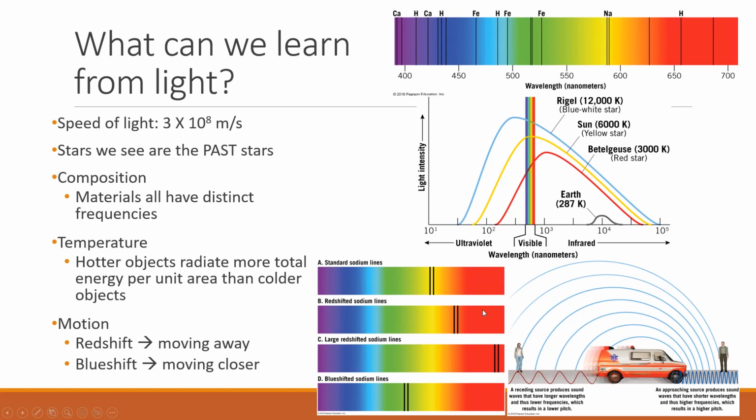If our observed lines are actually further into the red, we call that red shifted. It's shifted into the red. If they are further into the green for sodium, which started off in the yellow, they're more towards the blue, we call that blue shifted. This will tell us if the objects are moving closer to us or moving away from us. So if they're moving away from us, they will move into the red. If they're moving towards us, they will move into the blue.